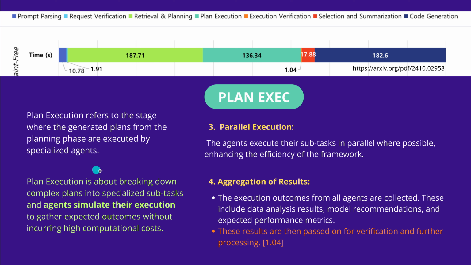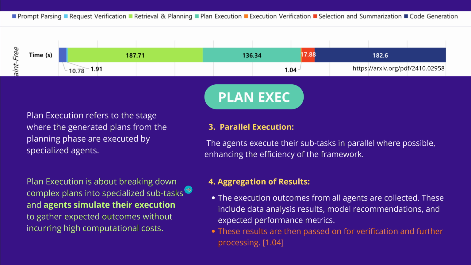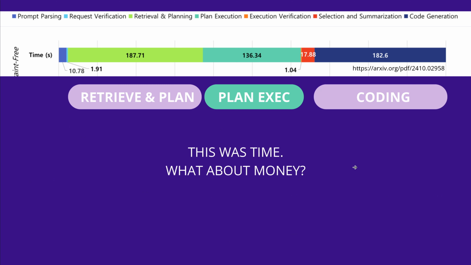So this plan execution is about breaking down complex plans into specialized subtasks, and the agents that we will choose can be simulated in their performance and in their cost structure and in their time structure to gather expected outcomes without incurring the high computational cost of running them in real time for hours and hours and hours. So important to know here the performance data and the cost data of all agents that you have access to.